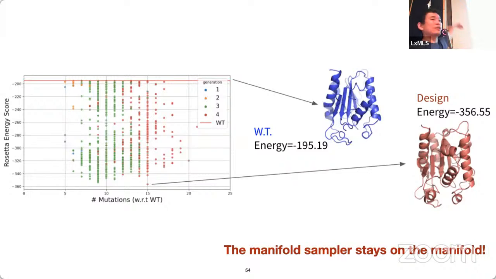And then we look at the energy again, the computational energy. The energy levels of all these generated sequences do stay lower than the wild type's energy. What that means is that it's not anything too crazy, so it does seem to actually stay on the data manifold.